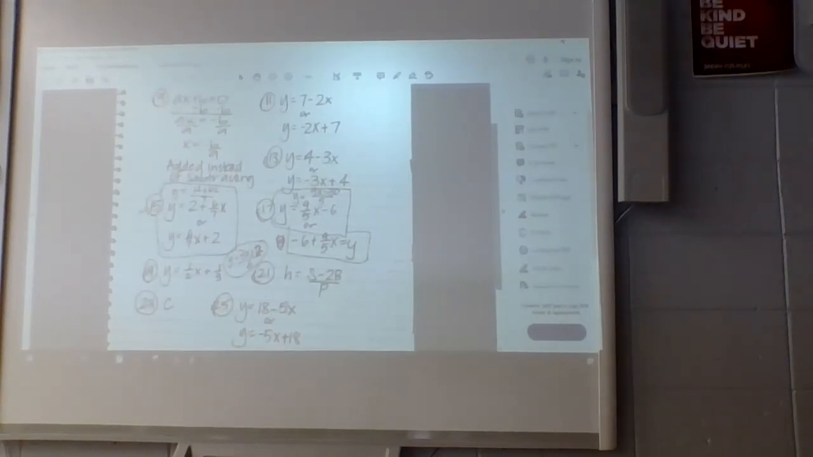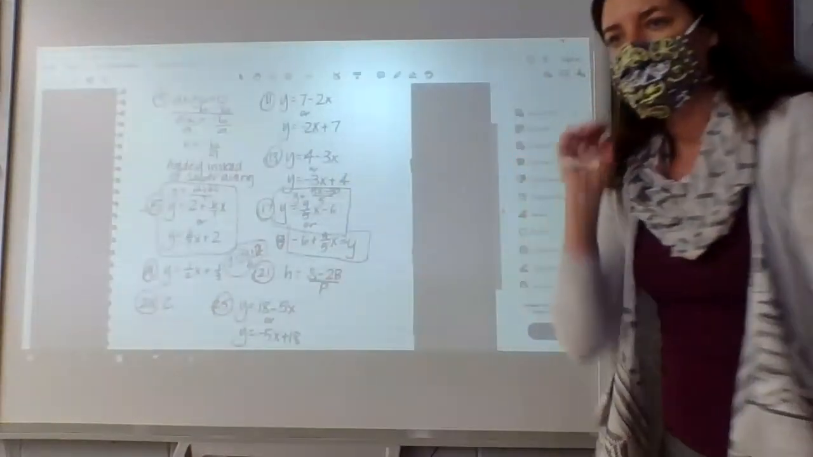So you should all have your paper out, or you should have other paper, so that you can write these out with us. So can you grab something to write with?